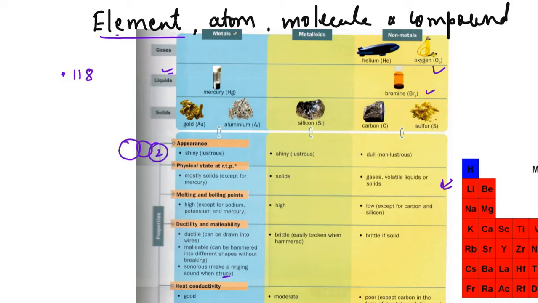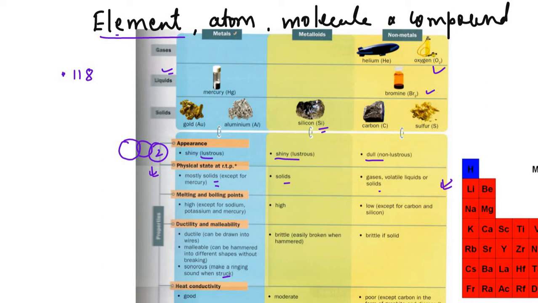This is the second point. Now here the non-metals, you will see, are dull. Shiny is another word called lustrous. What are the physical states? I told you they are mostly in the solid state. The metalloids you will find as a solid. The classic example you have to study in your syllabus is silicon. And the non-metals are mostly gases, volatile liquids and solids.